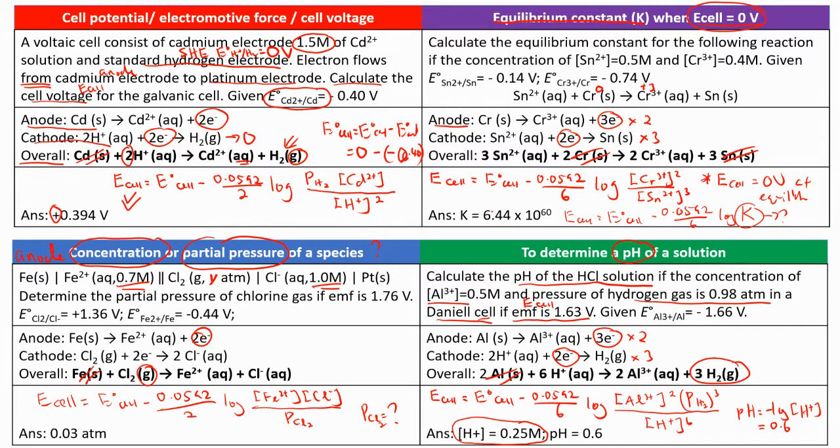When you look at all these four calculations, you can calculate cell potential, equilibrium constant, concentration or partial pressure, or pH. But remember, the first step you always do is make sure you get the number of electrons correct. You balance the overall cell equation from anode and cathode. Only then you substitute into the Nernst equation. Then look at what information is given. So that's all for this part.